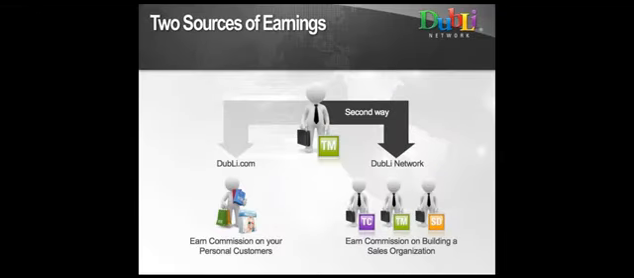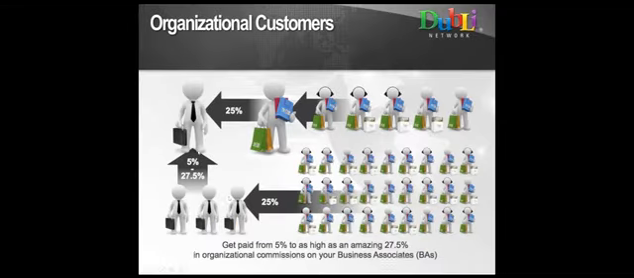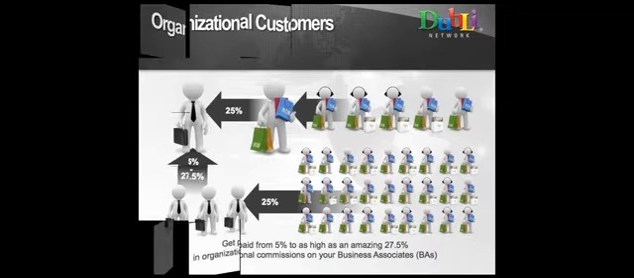Now on the business building side, this is where significant residual income will come from. As you build your business, you will earn an additional 5 to 27.5% on your organizational business. And it works this way. Once you get past the fast start, because remember, the first purchase a business associate makes goes into the fast start, anything after that goes into the unilevel side.